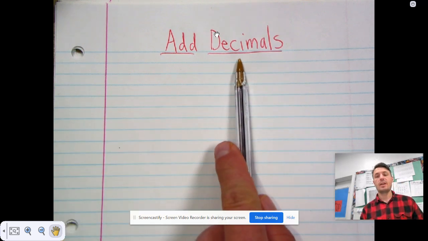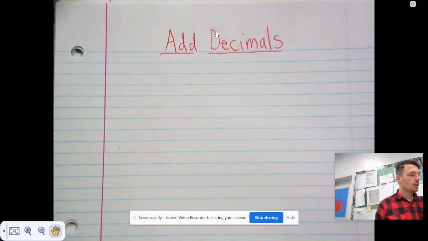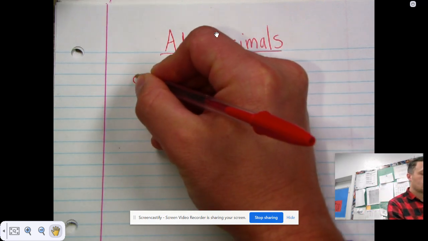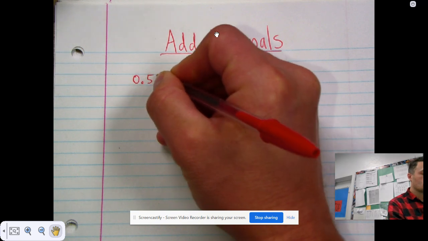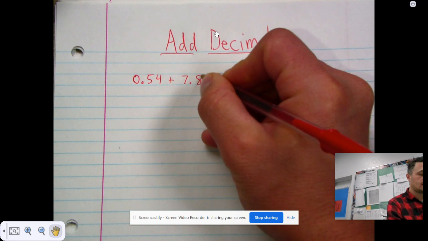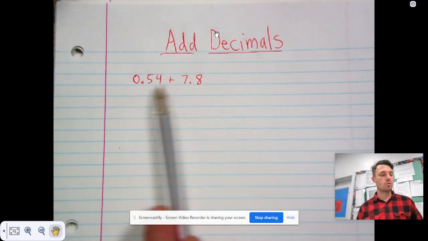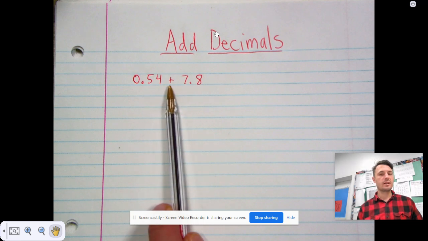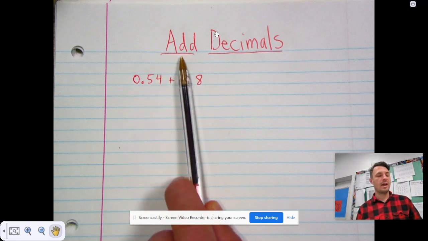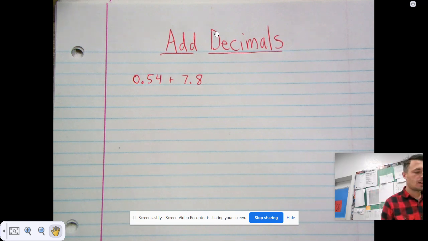It's any number that has a decimal point in it, and we all know what adding is. So let's say we had these two decimals, 54 hundredths plus 7 8/10. These are both decimal numbers because they have decimal points, and we're adding them together. That's what today's lesson is about, adding decimals. Now, how do you add decimals? You follow these three simple steps, okay?